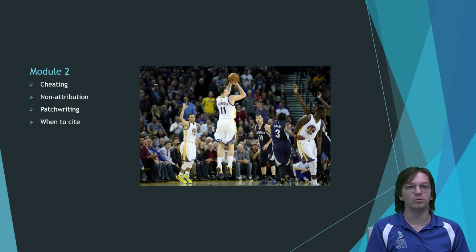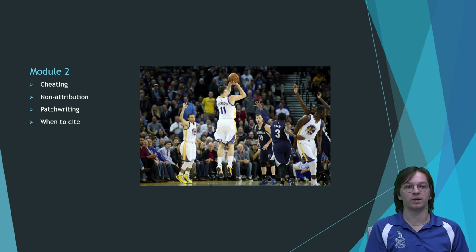In module number 2, we covered various forms of plagiarism, including cheating, which is borrowing or getting somebody else's work and submitting it under your own name; non-attribution, which is writing your own work but taking passages copied exactly from the work of another without giving credit; and patch writing, which is when your writing is similar to the source material with small changes to wording and sentence structure.